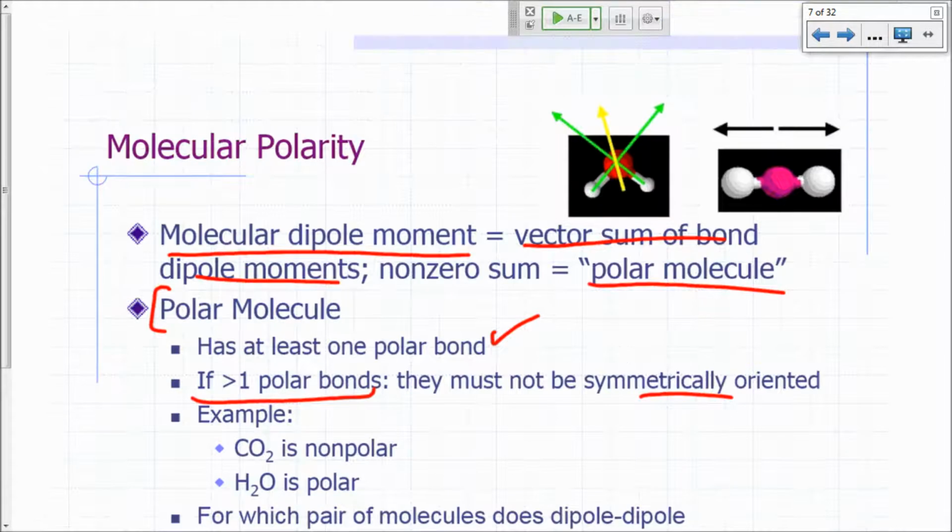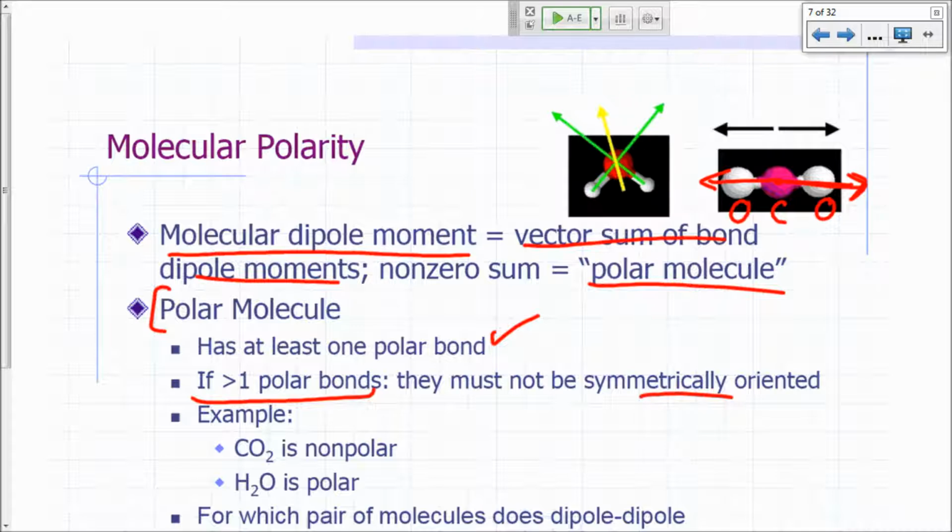If you look at carbon dioxide, here's a model for it. Oxygen is more electronegative than carbon, so the C-O bond is polar. The carbon to oxygen bond is polar this way, and this carbon to oxygen bond is polar that way. These polarities cancel each other out, so the vector sum of those two dipole moment vectors is 0. So even though carbon dioxide has 2 polar bonds, the molecule itself is nonpolar because of the symmetry.